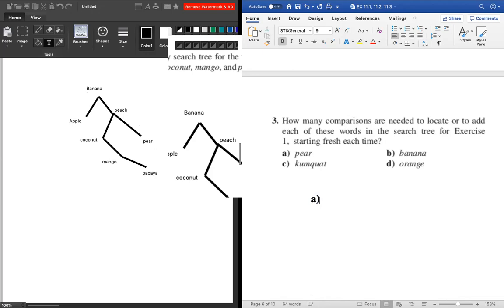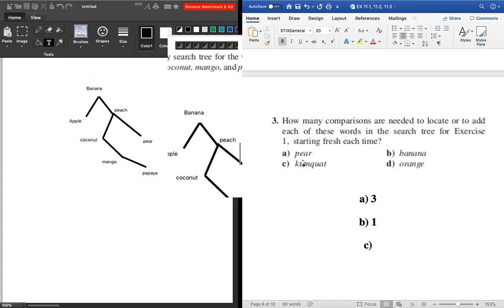3 comparisons. Part B. Okay, so we have to find the word banana in this tree. Since banana is the root level element, once we come to the root, we search if this is banana, and we see that this is banana. So therefore it only requires one comparison.